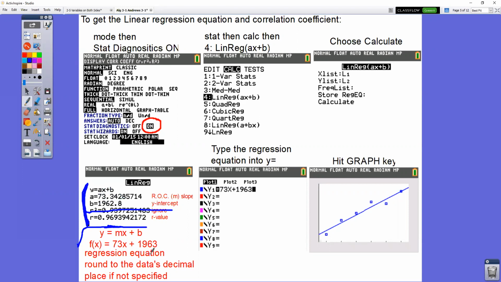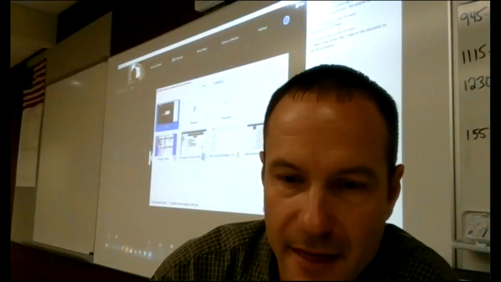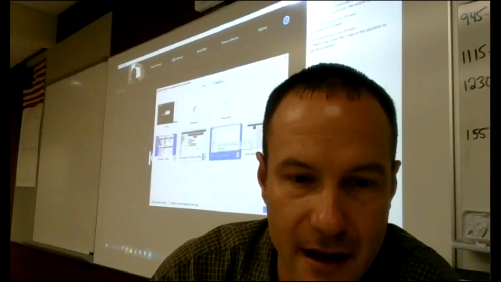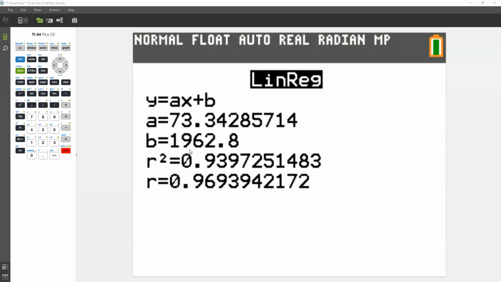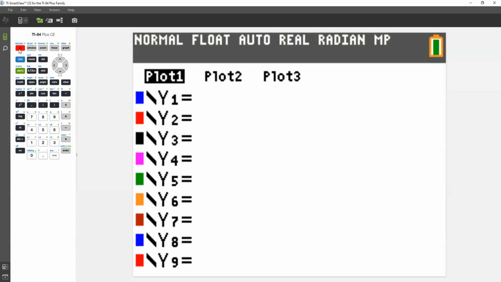This is your regression equation. This is your line of best fit or trend line. So now what we're going to do is go back to the calculator and graph that line in the calculator. When we go back, we're going to go to y equals, and now we're going to type that equation into our y equals.